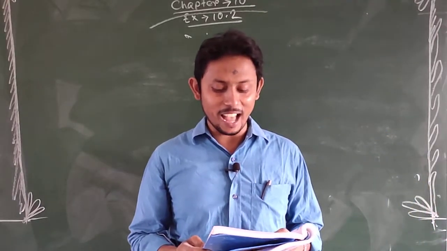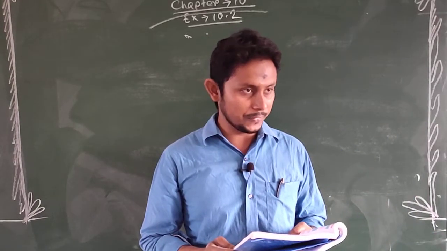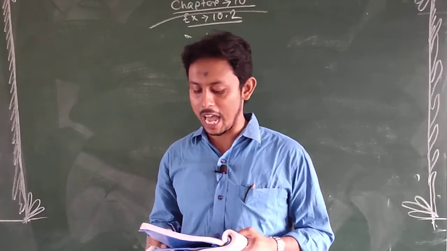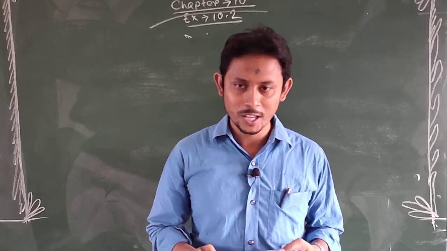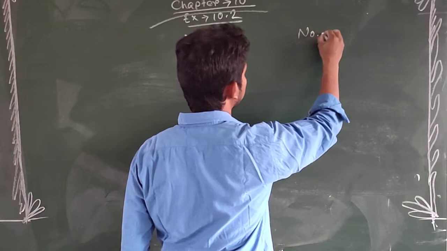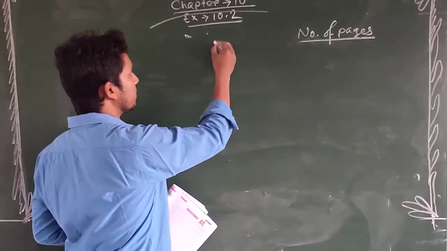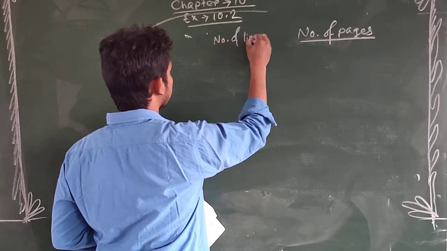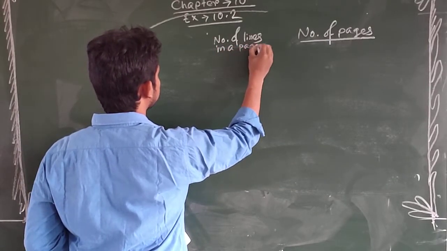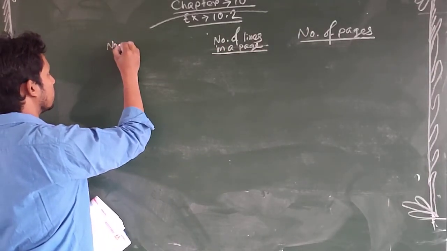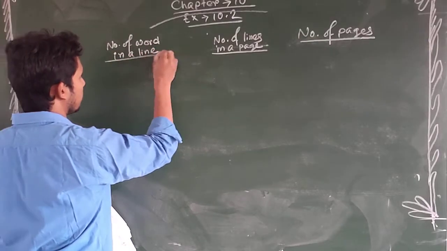Now it is asking us to work out, using the rule of 3, how many pages there will be in the book if there are 30 lines in each page having 10 words in each line. So we need to find the number of pages, which is why we will write the number of pages at last. Then the number of lines in a page, and the number of words in a line.